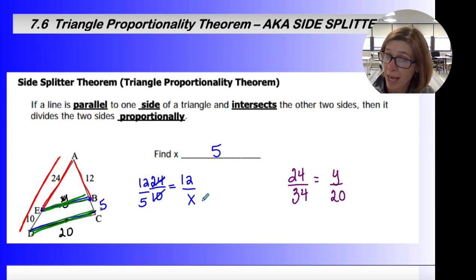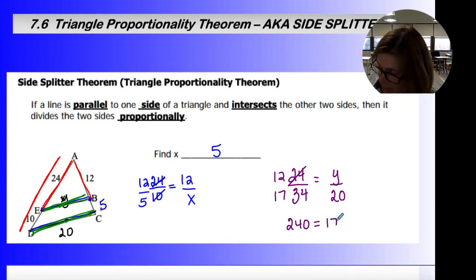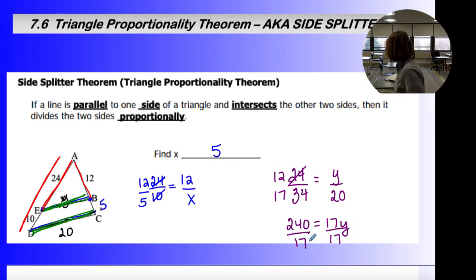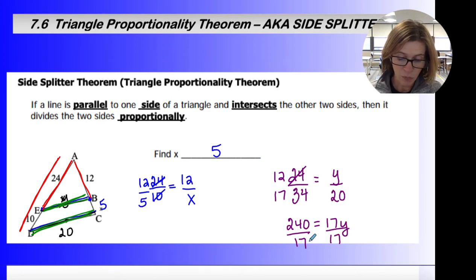All right, so you can absolutely do this, but it's one that can be a little bit tricky because you have to add the 24 and the 10. I could have done the same thing with the 12 and the 5, okay? All right, so I'm going to simplify. That's going to give me 12 over 17. And then we're going to do the cross products, so that's going to give me 240 equals 17y, and then I'm going to divide by 17. And that gives me, let's see, 240 divided by 17, so 14.12.